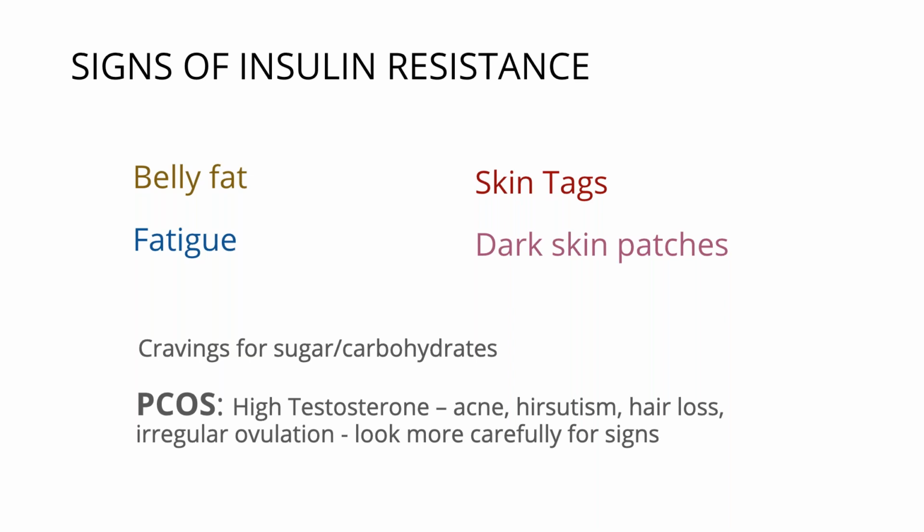Many people with insulin resistance have fatigue, or fatigue around meals, or symptoms related to hypoglycemia. Skin tags and dark skin patches like acanthosis nigricans, and those will be in the folds of the skin. Behind the neck is a common place, under the arms, and even on the knuckles of the hands. You can see that it's velvety, dark pigmentation. Lots of cravings for sugar and carbs.